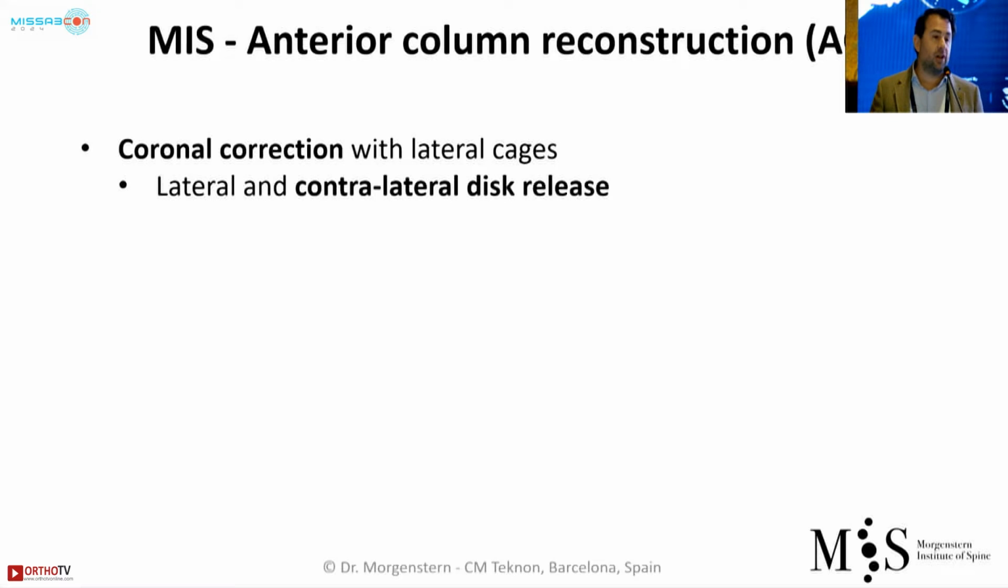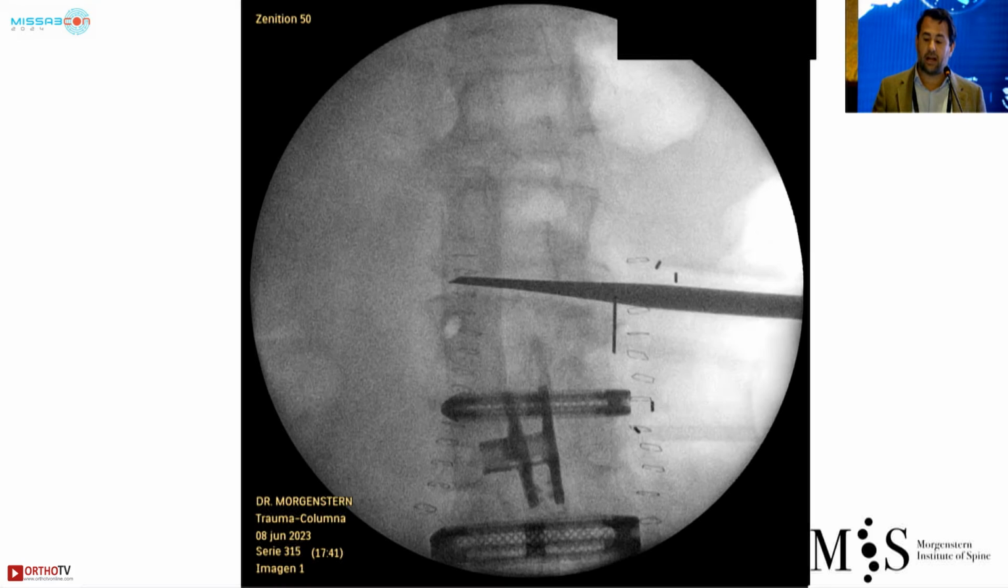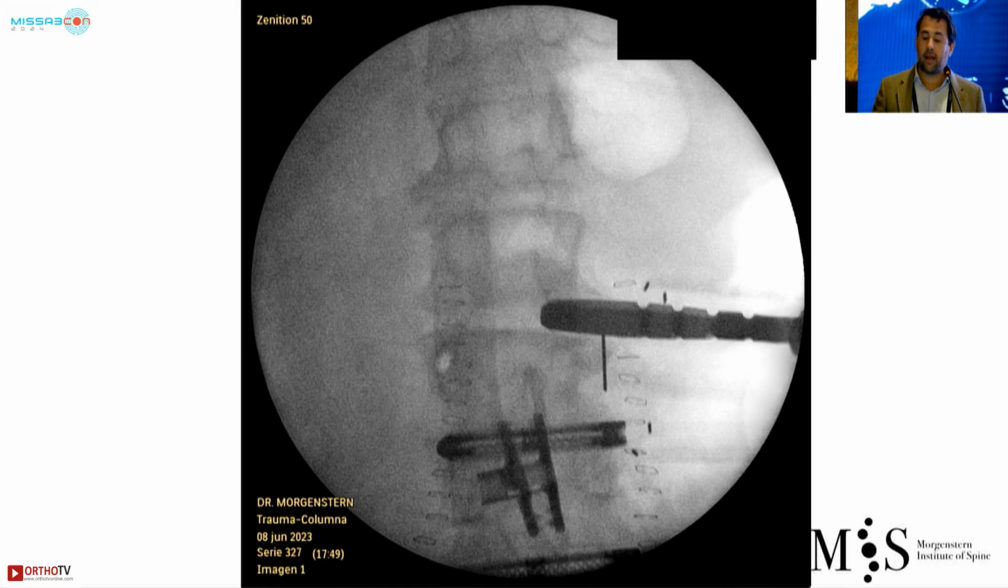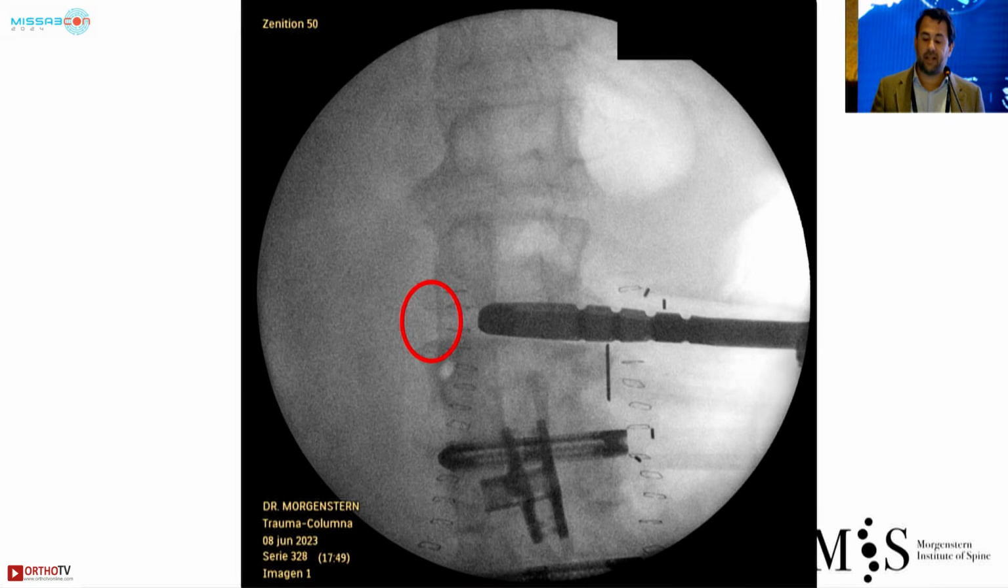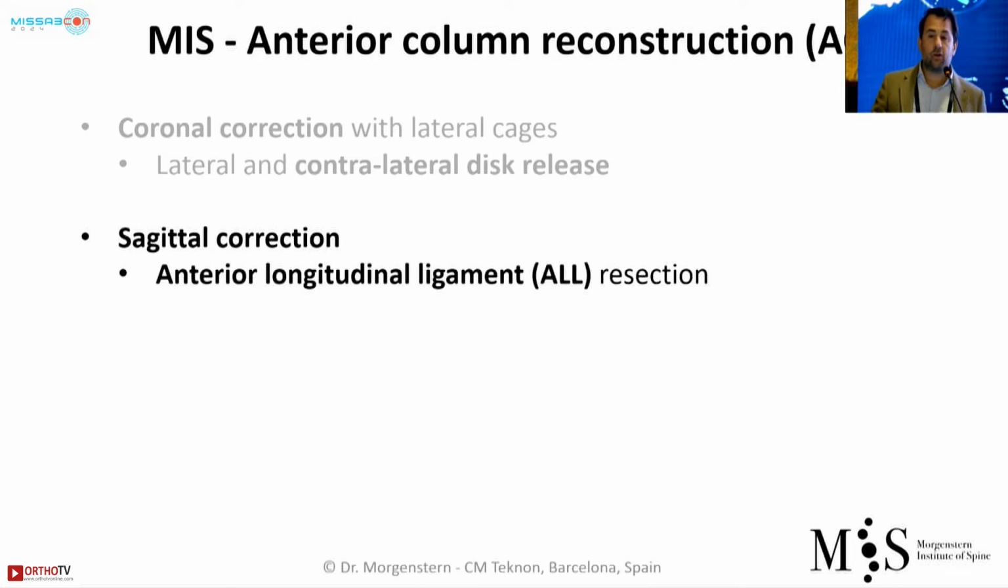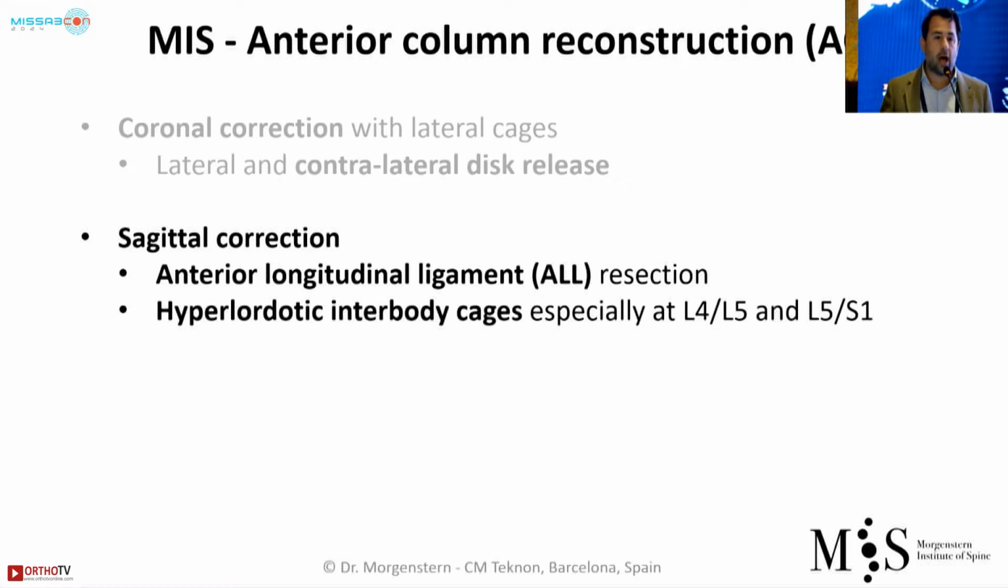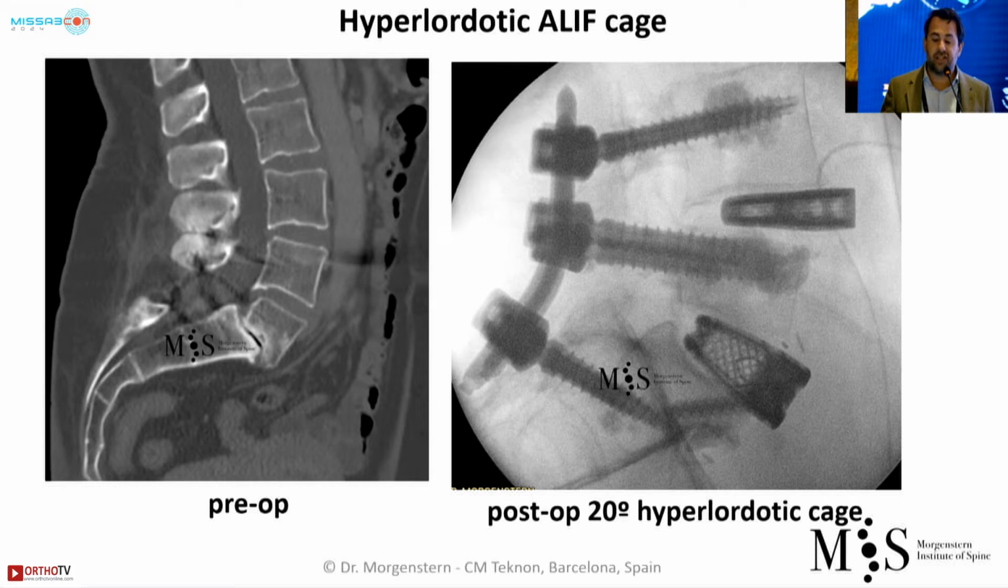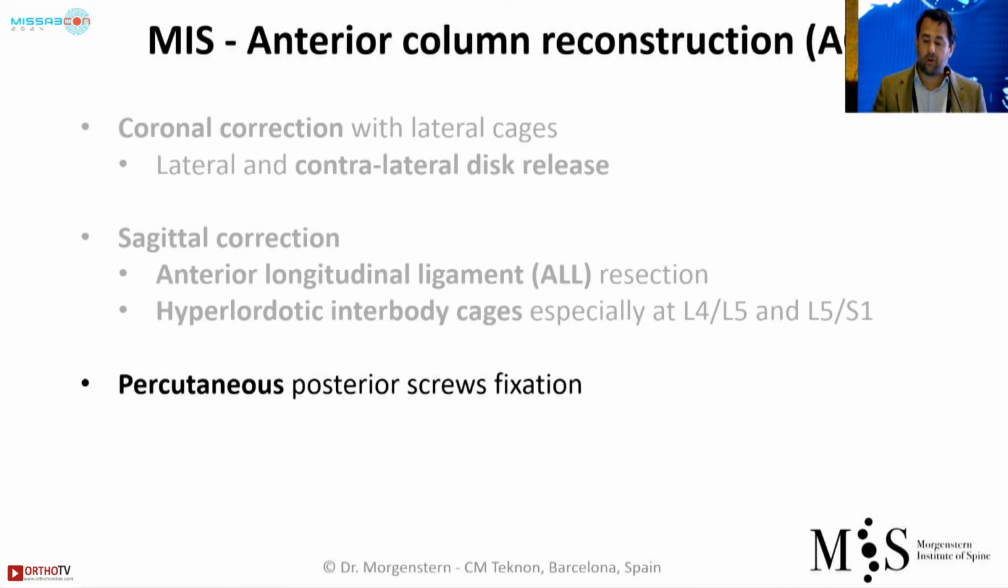And how do you get the correction with MIS? Well, you need to release the disc laterally with the osteotome. And then by putting in the cage, you can see here how you open up the space. So you will get the coronal correction this way. And sagittal correction, usually you get it at L4-L5 and L5-S1 by cutting the ALL and putting in hyperlordotic cages. You can see that you can get big cages inside with 20, 25, even 30 degrees of lordosis. And this is the way you can get the sagittal correction.